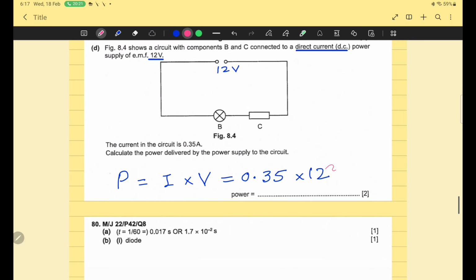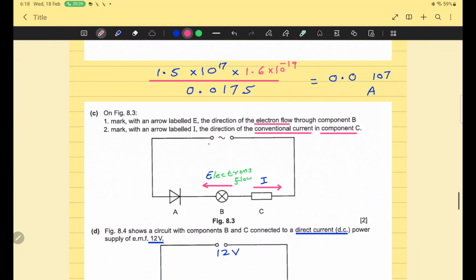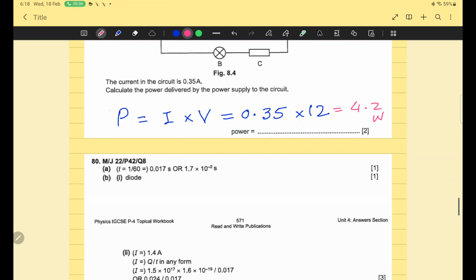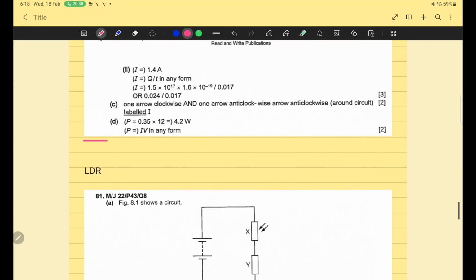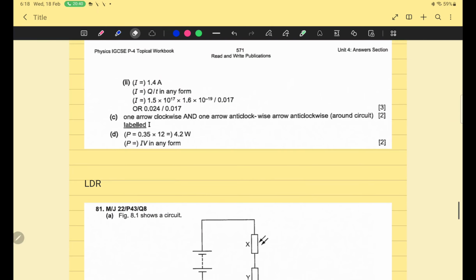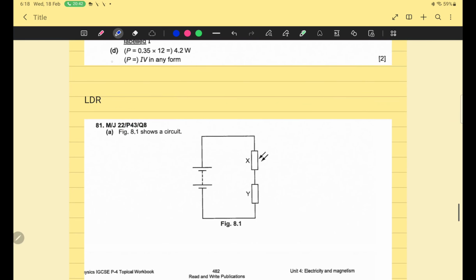The power is 4.2 watts. So this part is very simple, but this part makes confusion. Okay, again, I think we have discussed it and it is clear. Now this was the diode question, and now we are solving the LDR question.